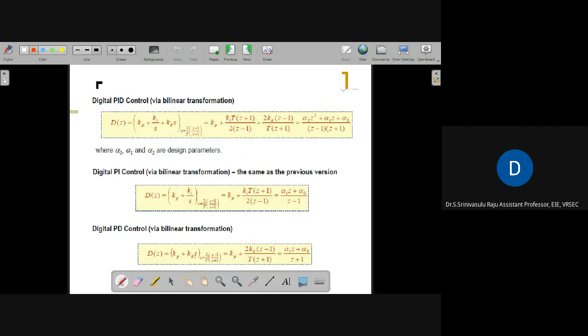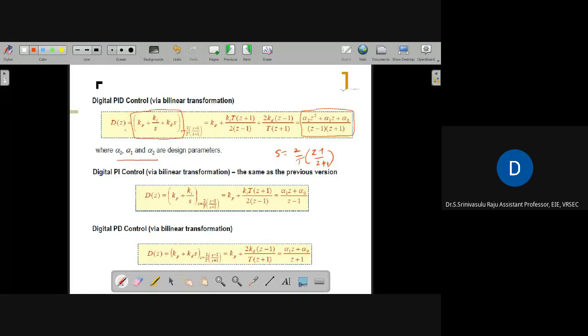Okay, now I am expressing this in bilinear transformation. Why I am expressing this, I will also say. So I have the continuous time equation, which corresponds to the PID in the continuous domain. Once I replace S with 2 by T times (Z minus 1) by (Z plus 1), all of us know this is nothing but the bilinear technique. So with S replaced by the bilinear technique, I have these parameters: (alpha 2 Z square plus alpha 1 Z plus alpha naught) divided by (Z minus 1) by (Z plus 1). Here alpha naught, alpha 1, alpha 2 are the design parameters.